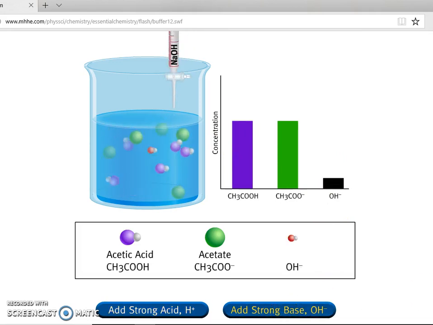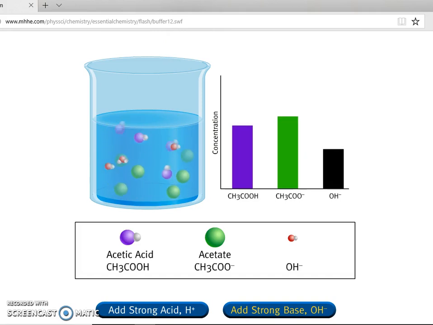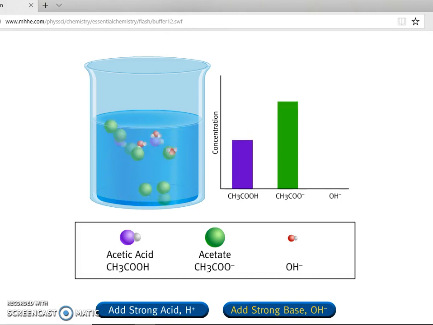Only hydroxide ions, OH-, from the strong base sodium hydroxide are shown entering the solution. Sodium ions are not shown because they are spectator ions. They do not participate in the reaction. The strong base hydroxide, OH-, reacts with the acid component of the buffer, acetic acid, CH3COOH, producing the base component of the buffer, acetate, CH3COO-, and water. This buffer has resisted a change in pH by removing the strong base, hydroxide, from the solution.